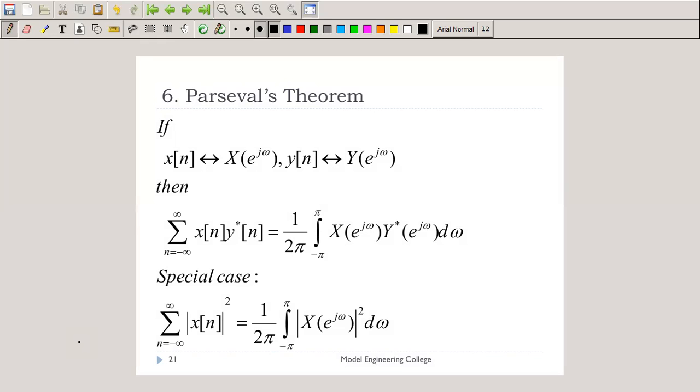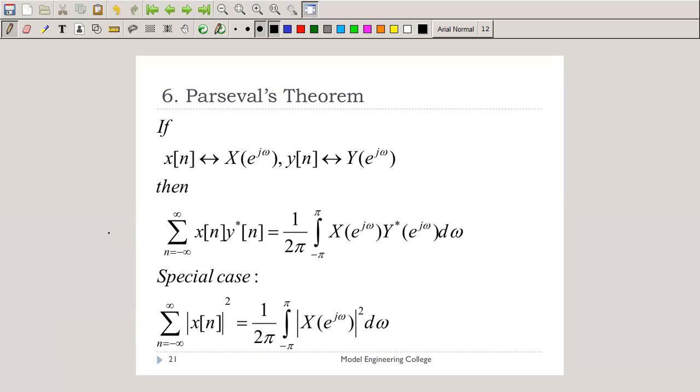Next property is Parseval's theorem. Suppose we have two sequences x of n and y of n, and their respective spectra be X of e raised to j omega and Y of e raised to j omega. Then summation n from minus infinity to infinity x of n y conjugate of n is given by 1 by 2 pi integral minus pi to pi X of e raised to j omega into Y conjugate of e raised to j omega d omega.